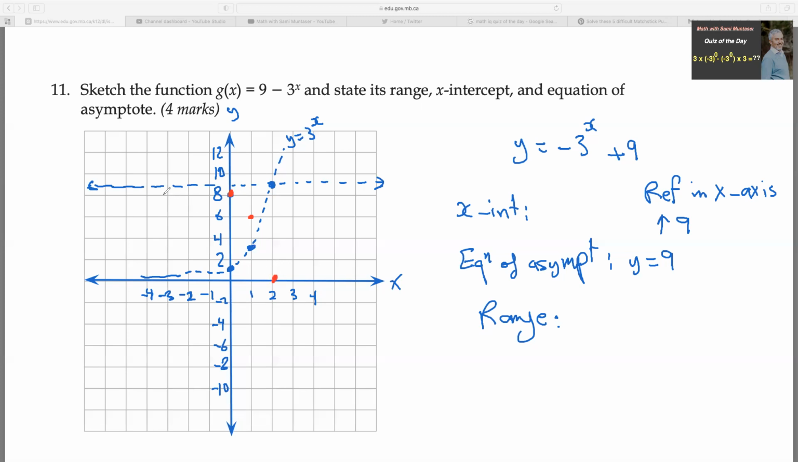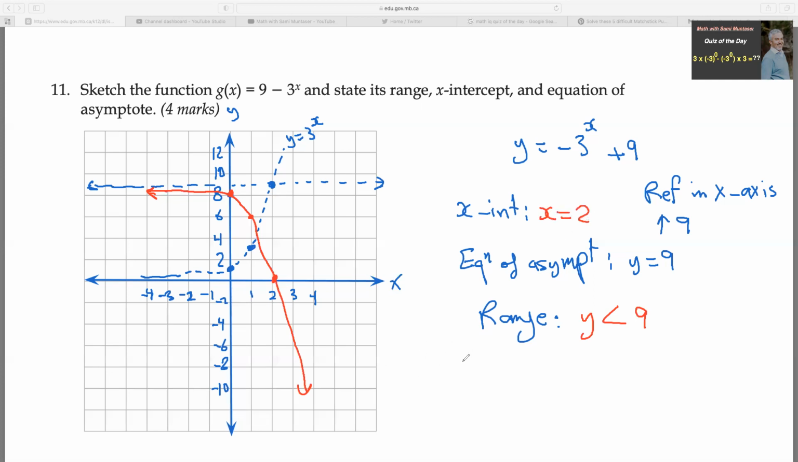So what's happening? Your graph now is going to start looking like this. This is how the graph is going to look. So this is how to graph it with transformations. And the range would be y has to be less than 9, because the graph almost touches 9, but it never does, and it goes down forever this way. The x-intercept, I notice I got my x-intercept right there. That's at 2.